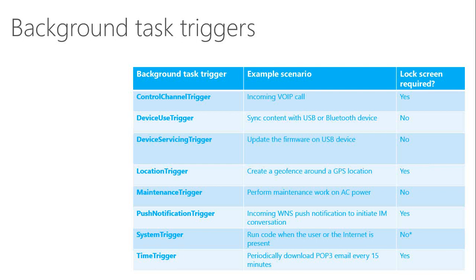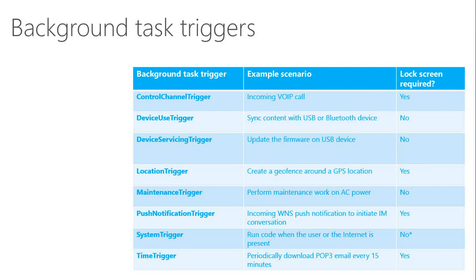Let's say there's a messaging application and you need to update the status of the user who's not in the messaging application and who's away from his laptop or tablet. So there are two conditions here. First, the internet should be available. Second, the user is away. Triggers for these kinds of scenarios are provided under system trigger, which developers can use in their application.